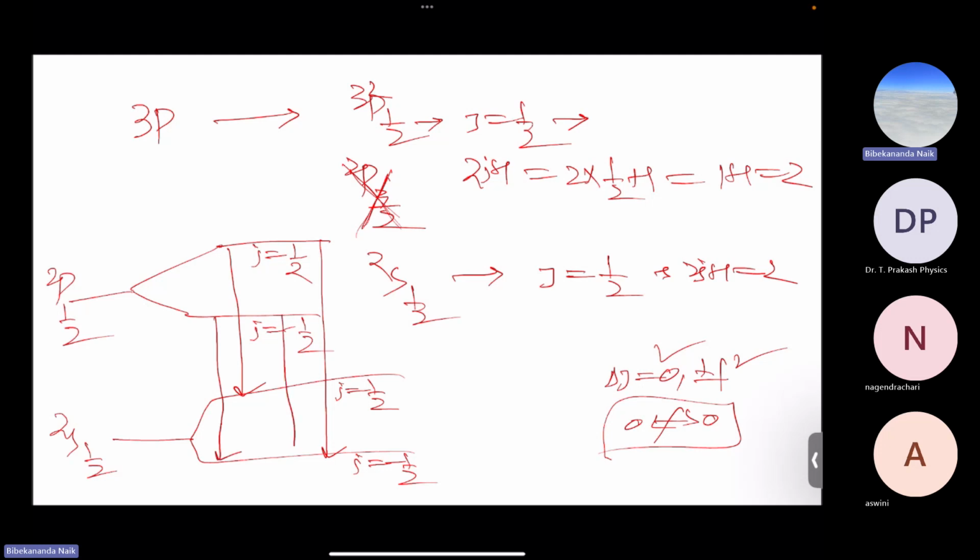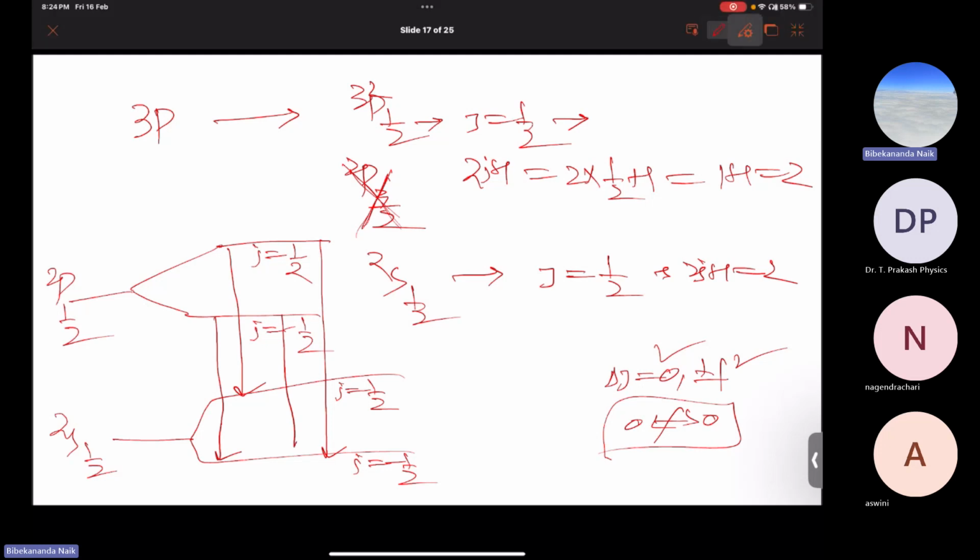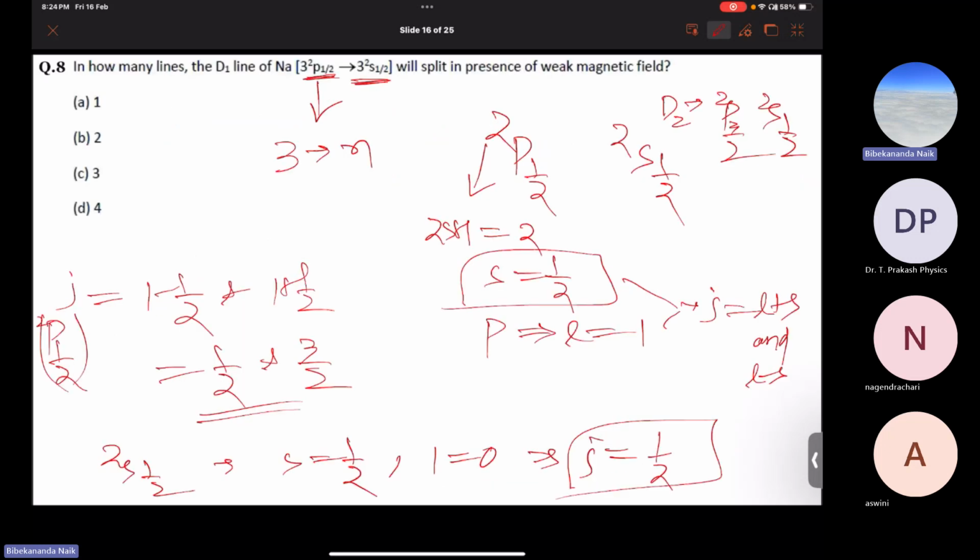And the fourth transition will be J equals half to, sorry, that is not the transition. The actual transition will be from here to here. Half minus half is equal to 0, which is again allowed. So there are four transitions, and due to these four transitions, there are four lines. So the number of lines into which the D1 line of sodium will split in the presence of a weak magnetic field is 4.